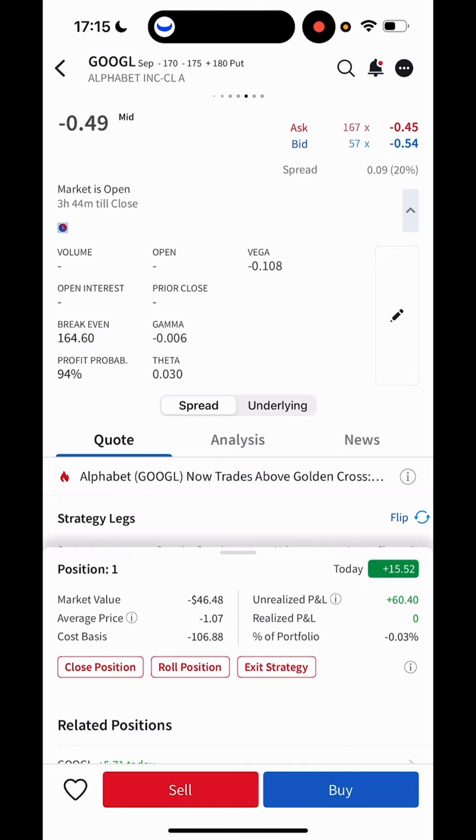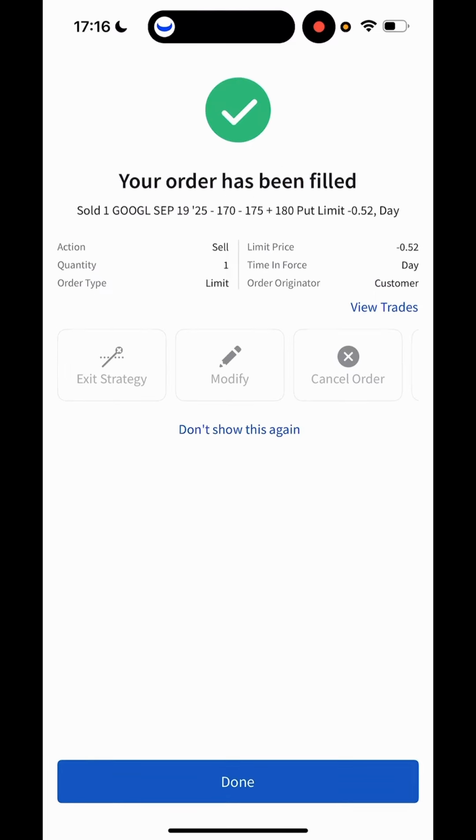So what I'm going to do now is close this position. Now you can see we have got filled at 52 cents. So we did 106 plus the fees. So it's probably going to be about $50 odd of the $109. So again, a good 50% return in 2 days.